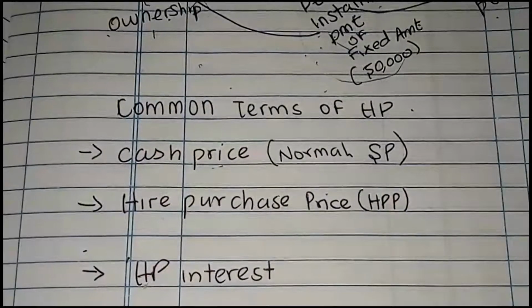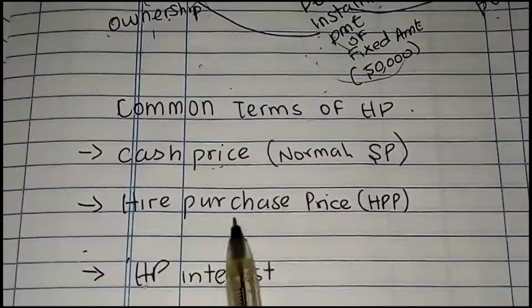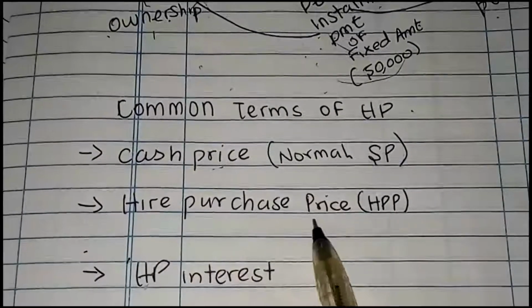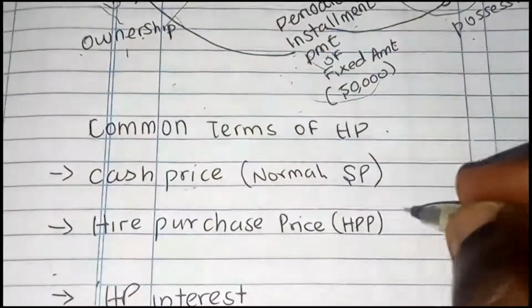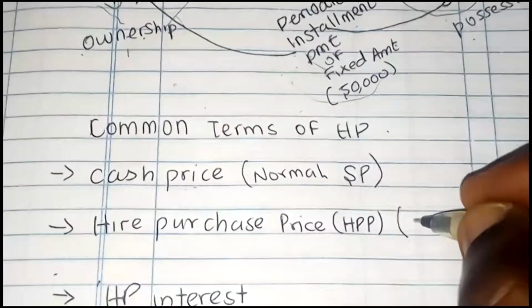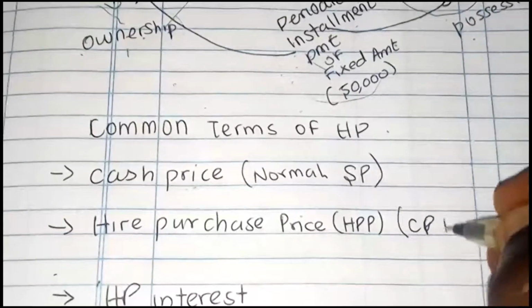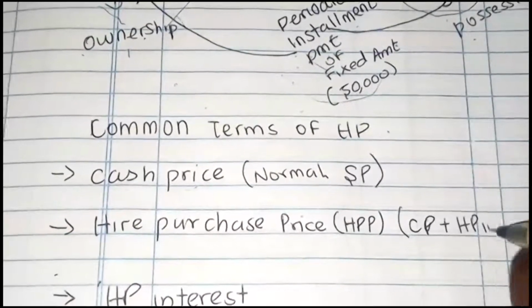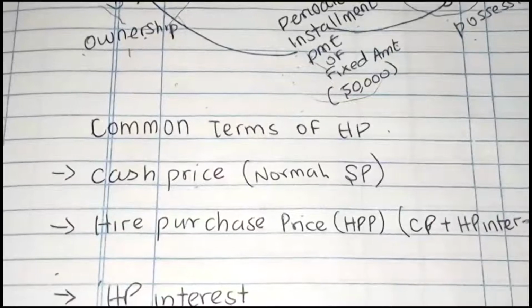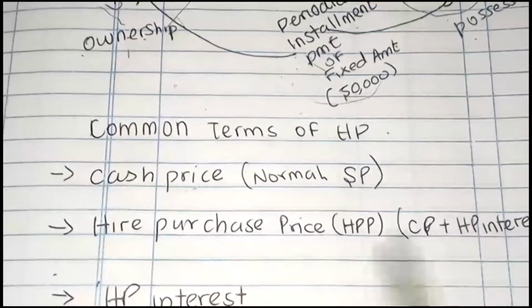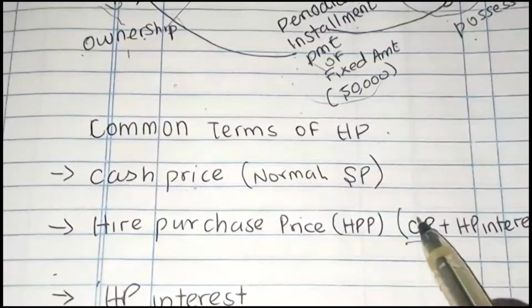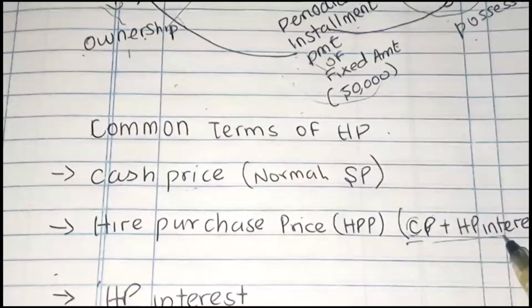All right, take note of that. Then we have hire purchase price, HPP. Hire purchase price is nothing but the cash price plus hire purchase interest. Take note of that. That is what we call the hire purchase price: the summation of the cash price and the hire purchase interest.